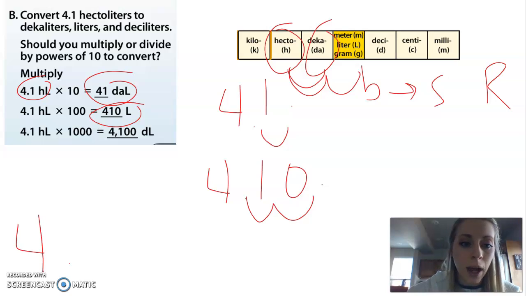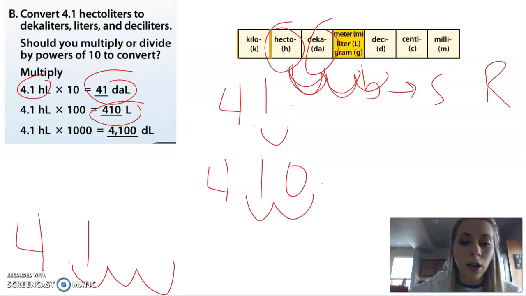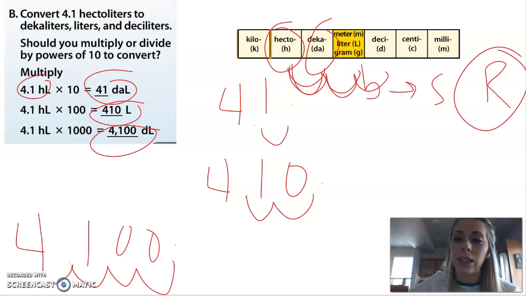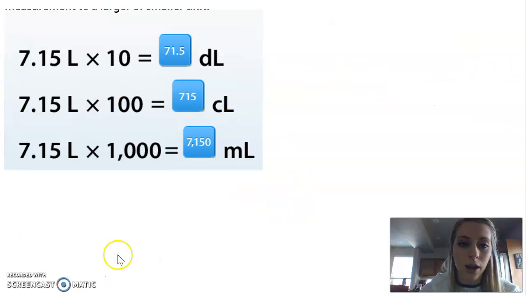And my last one, 4.1, I'm going all the way to deca this time, okay? So I'm moving 1 loop, 2 loop, and my 3rd loop. Point to that decimal, 1 loop, 2 loop, 3rd loop. Put that new decimal, placeholder zeros, we get 4,100, okay? Again, that is bigger to smaller because we're moving down the line for that chart that we have. Bigger to smaller, you're always going to be moving your decimal to the right, okay? Just follow your way down the chart and you will never go wrong, okay?